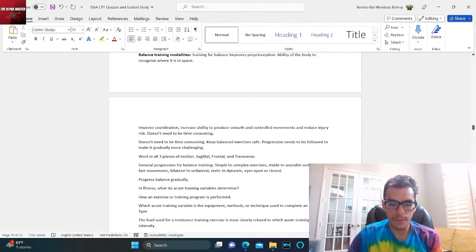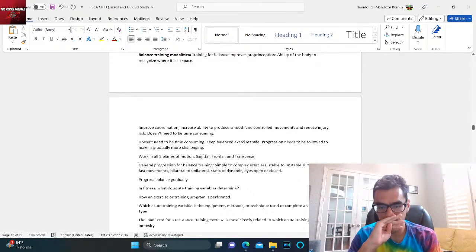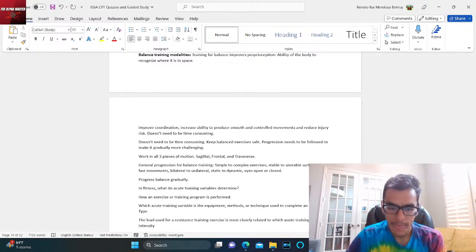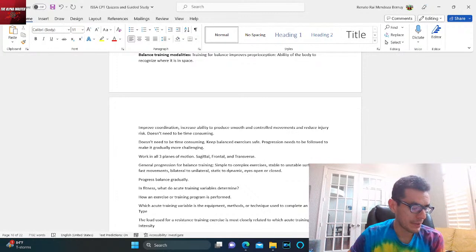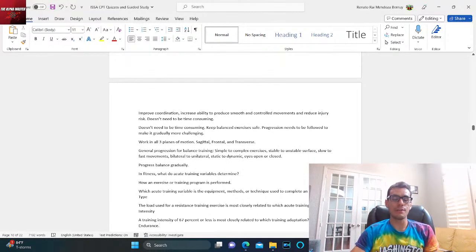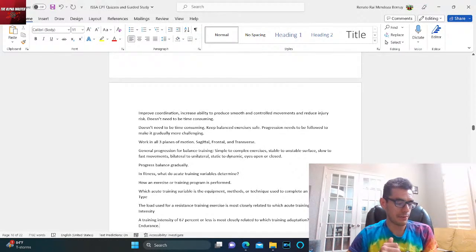The load used for a resistance training exercise is most closely associated with which acute training variable? Intensity. A training intensity of 67% or less is most closely related to which training adaptation? Muscular endurance.